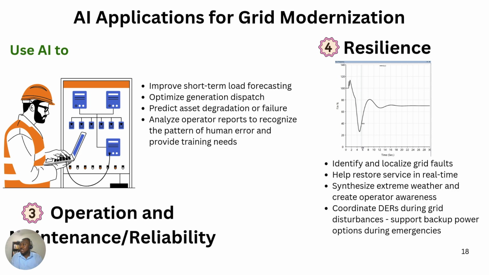The next one is operation and maintenance and reliability. How can we do this? We can use AI to improve short-term load forecasting. We already looked at that. And then also optimize grid generation dispatch. So generation dispatch is knowing the amount of power you will be able to deliver to the grid at a particular time. It can be day or week or month.